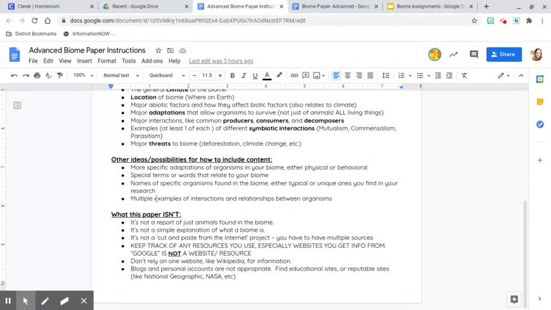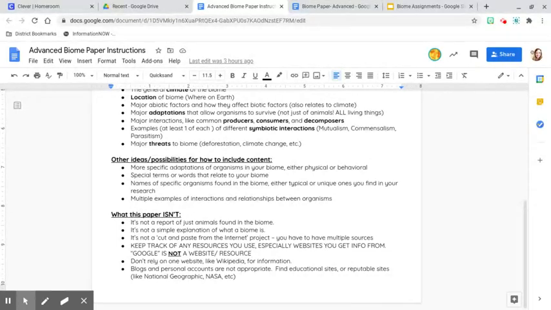Multiple examples of interactions and relationships between organisms. I know we said one, but if you include more, you are more than likely going to use way more of those terms and have way more research and thought into it. So it'll represent that you actually tried.